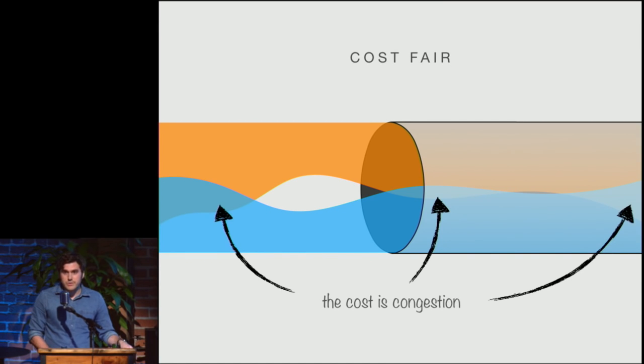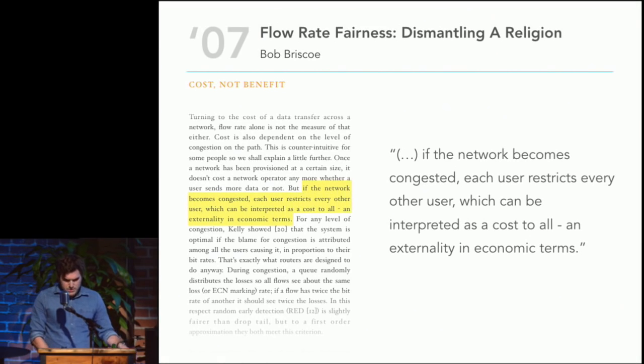And the cost is congestion, right? So the marginal cost of using a link is 0 until you hit oversubscription. And then all of a sudden it's something else completely. And so the economic term for this is an externality, right? Like if the network becomes congested, each user restricts every other user, which can be interpreted as a cost to all. But this isn't how we do things at all, right?